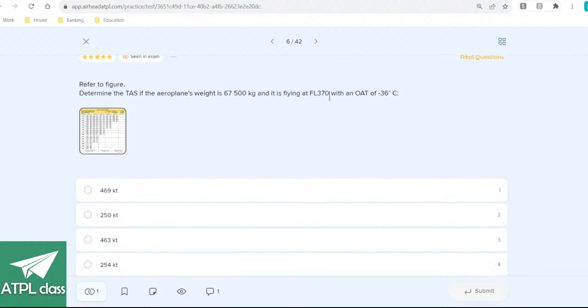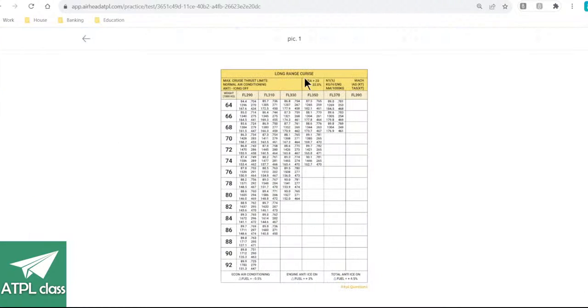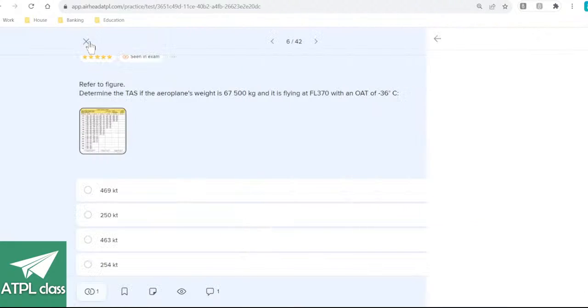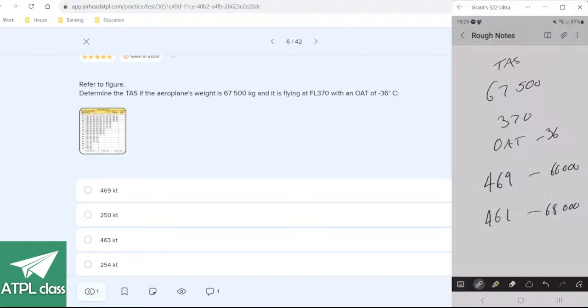Yeah, at 370 we're going to be basically above the tropopause anyway, so minus 36 seems like it's a bit warm. Normal temperature would be about minus 56, and this is ISA plus 20, so that makes sense. Okay, right, and then we're just doing interpolation. So if I quickly show you what I've written down, that's what I've got written down. And then what we're going to do is find out the difference.